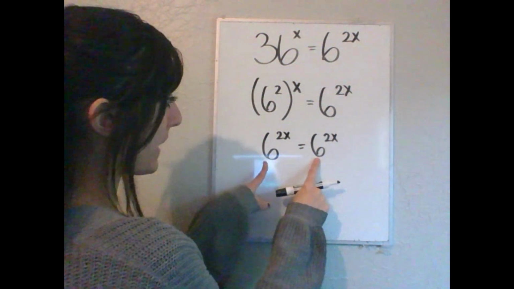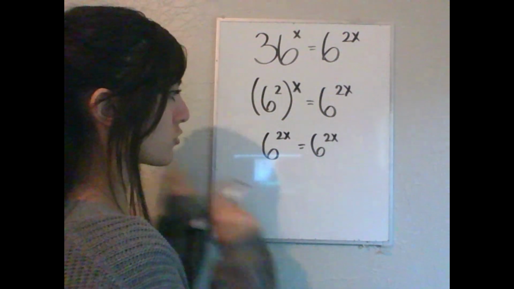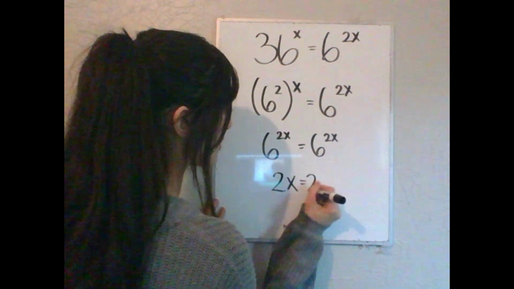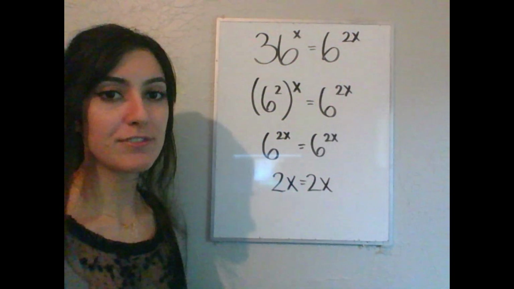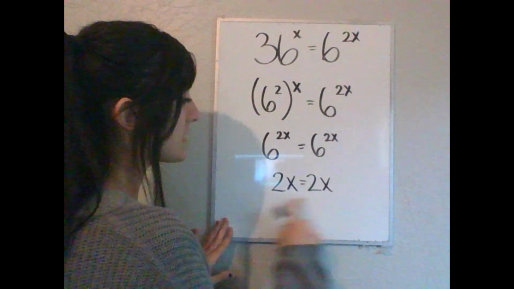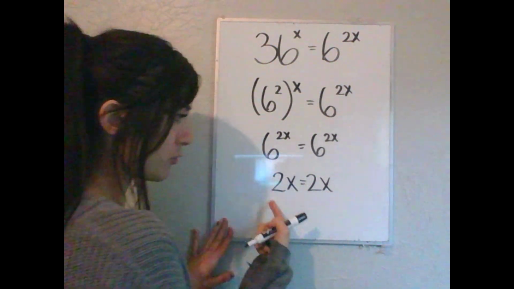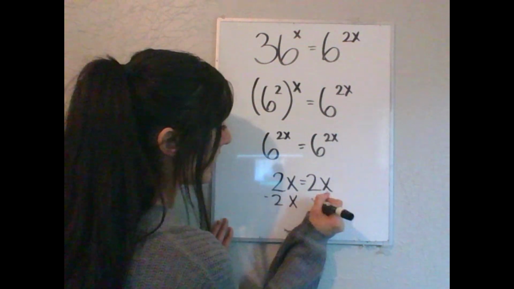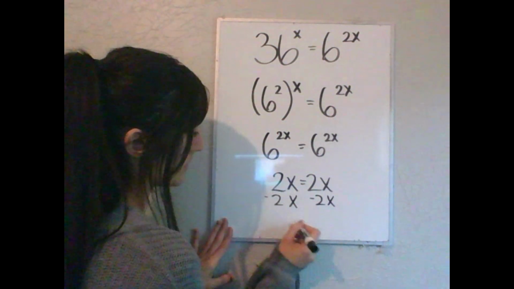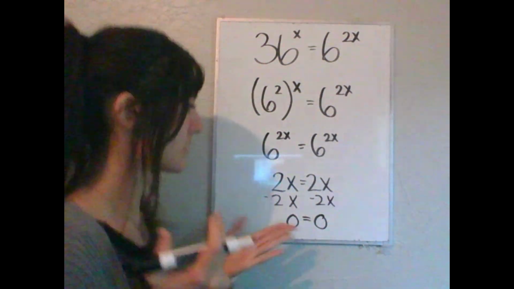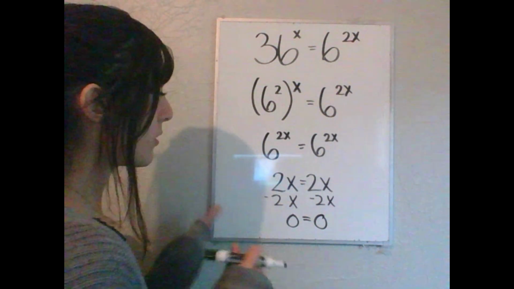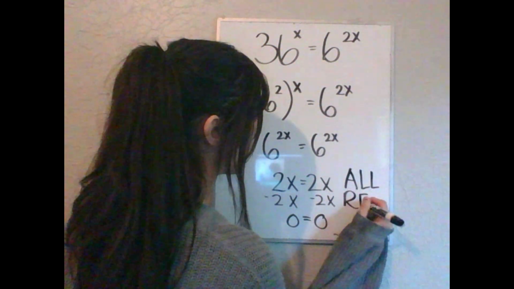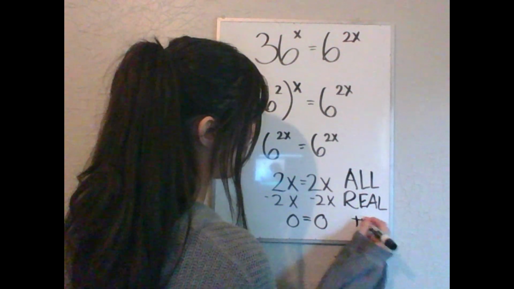So now I have the same base on each side, so I can just drop those and set my exponents equal to each other. 2x equals 2x. And you really don't have to solve at this point because this is a true statement. If you were to solve it, you would say, let me subtract 2x from both sides. This leaves me with 0 equals 0, which is obviously a true statement. So I can say it's all real numbers as my solution.